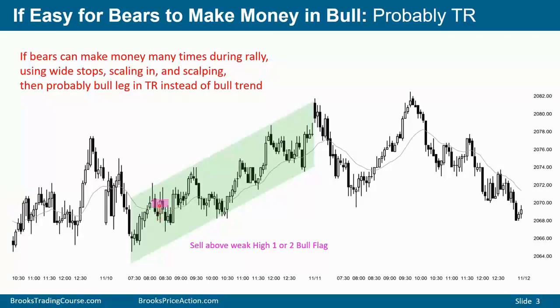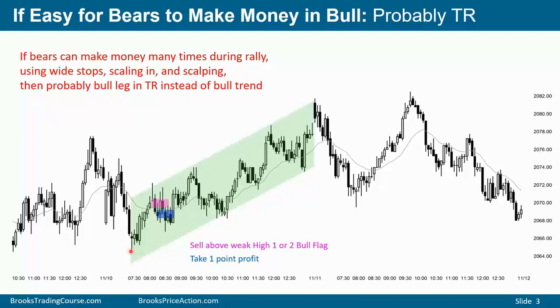Here, if the bears sold above this high one bull flag, we have a rally, a pullback. If the bears can make money selling breakouts of bull flags, high one and high two bull flags, that's a problem. That's a sign that the bulls are not all that strong. The bears who sold at the high of this bear bar, a high one bull flag, made money. And that should not happen, or should not happen often, if this is the start of a bull trend.